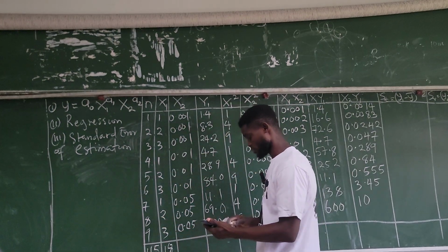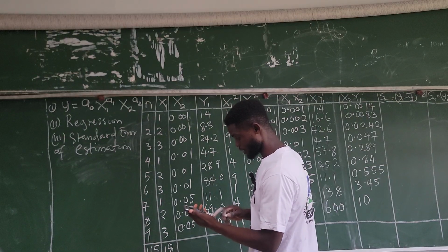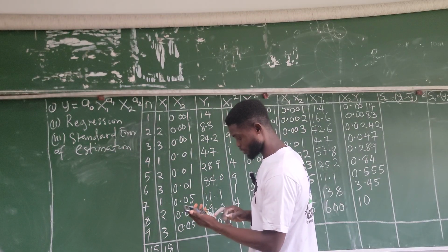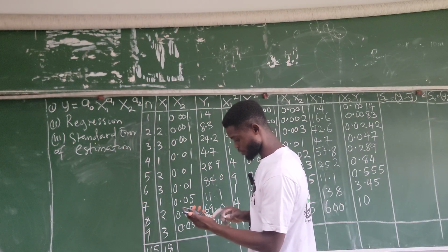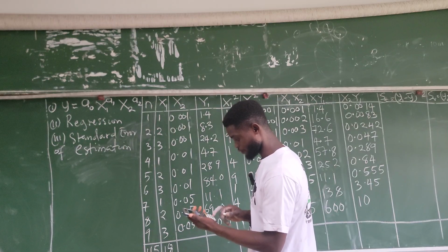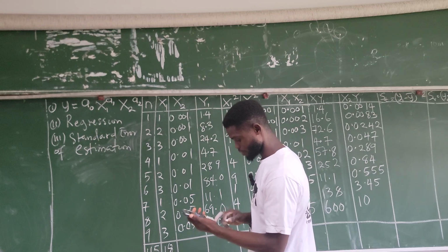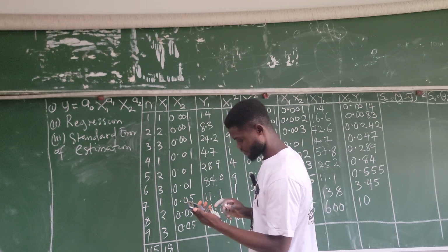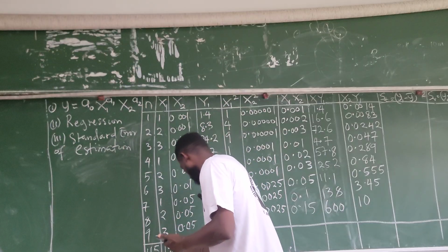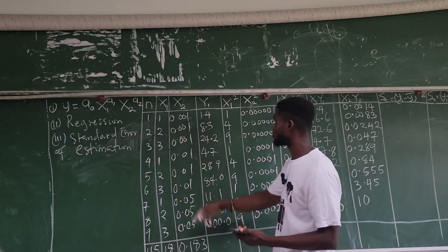So we sum this: 0.001 plus 0.001 plus 0.001 plus 0.01 plus 0.01 plus 0.01 plus 0.05 plus 0.05 plus 0.05. So we have 0.183. That's the summation of x subscript 2.